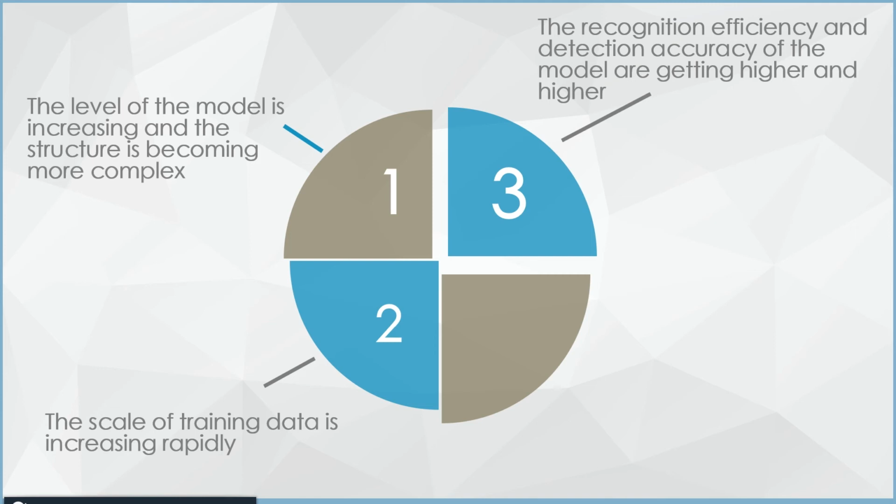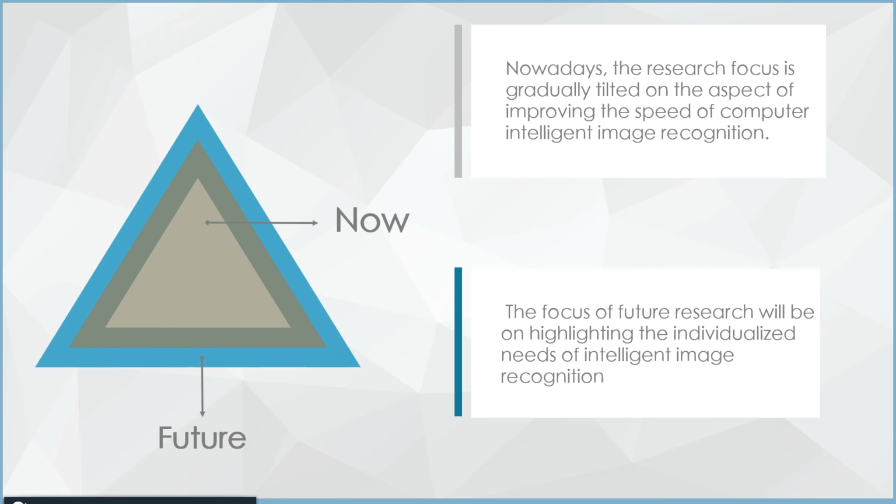Actually, we can see there's a difference between now and the future. Nowadays, computing software and hardware are continuously improving and developing as well. The research is more focused on the speed of computer intelligent image recognition, and the information processing capability of computers has been further improved. This aspect has been on the verge of success actually.